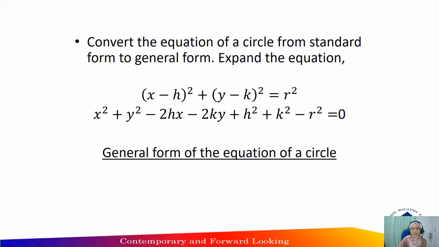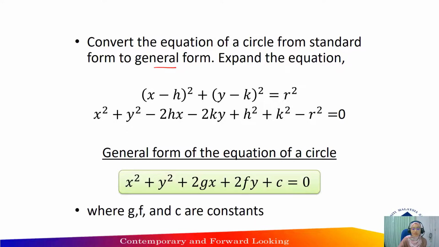To convert the equation of a circle from standard form to general form, we need to expand the equation. You need to expand x minus h squared plus y minus k squared equals r squared to become the general form. The general form will be x squared plus y squared plus 2gx plus 2fy plus c equals 0. This is the general form of the equation of a circle.